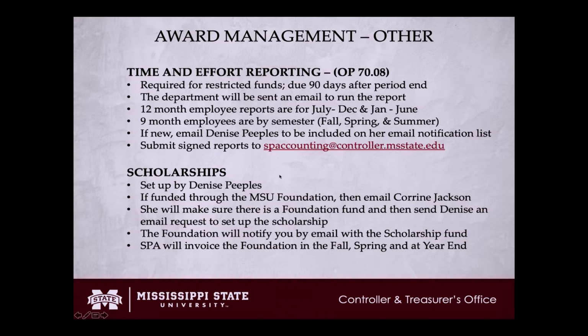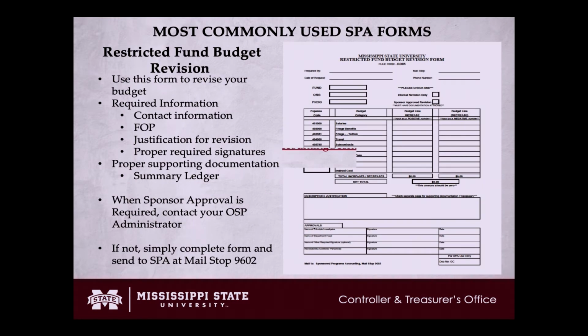And then some other responsibilities, time and effort reporting. This was required for restricted funds. They're due 90 days after the period ends. You will receive an email from Denise Peoples, our director, asking you to go out and print your reports and then have them reviewed by your staff and your faculty, and then ultimately submitted to our office.